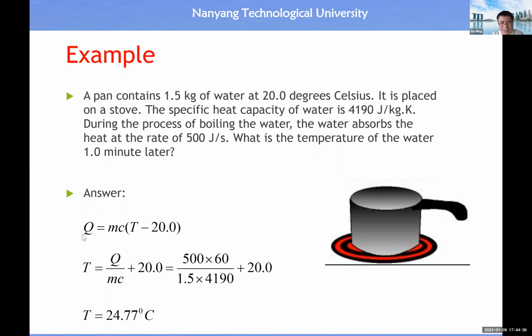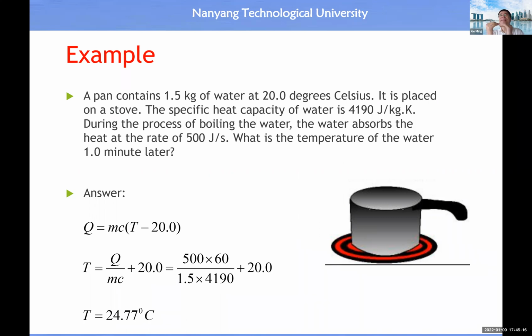Then what is this one? This is the amount of heat transferred into the body of the water. So let's say the flow rate of heat transfer is 500 joules per second. Now you see the duration is 1 minute, which is equal to 60 seconds. So this one should be equal to 500 times 60 seconds, right? So within 1 minute, we have this amount of heat being transferred into the water.